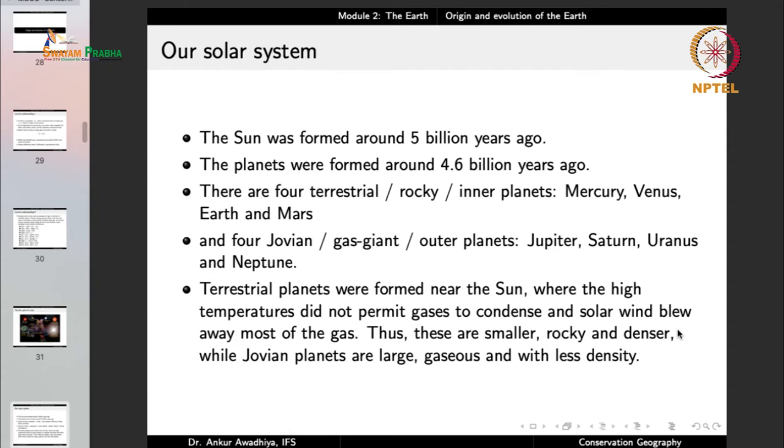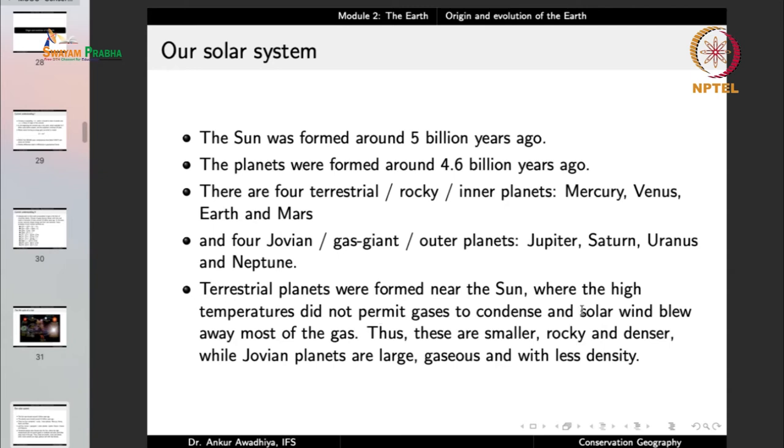Now our solar system was formed around 5 billion years ago. The sun was formed around 5 billion years ago. And the planets were formed around 4.6 billion years ago. There are four terrestrial or rocky or inner planets, which are Mercury, Venus, Earth and Mars. And there are four Jovian or gas giant or outer planets, which are Jupiter, Saturn, Uranus and Neptune. So we have a total of eight planets.